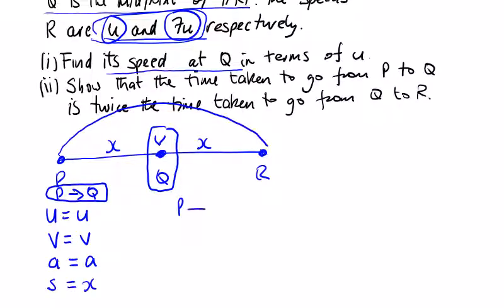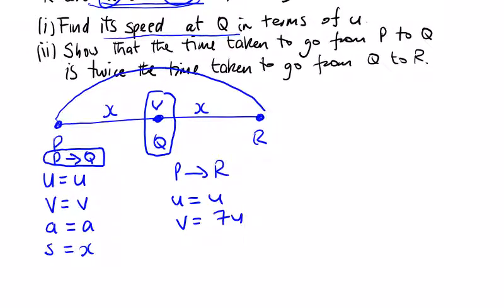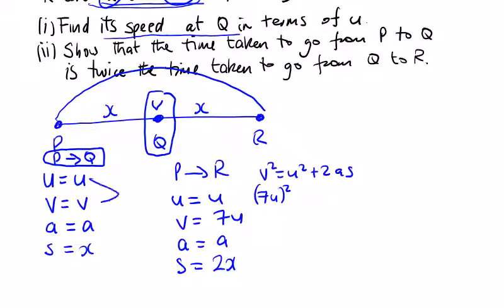But if we look from P to R, my initial velocity is u, my final velocity is 7u, so that will help me here. We have more variables. A is equal to a, and s in this case is 2x. So we fill that in. V squared is equal to u squared plus 2as. So 7u to be squared. We couldn't do this in the first one because we just had a v and a u. So let's have a look here.